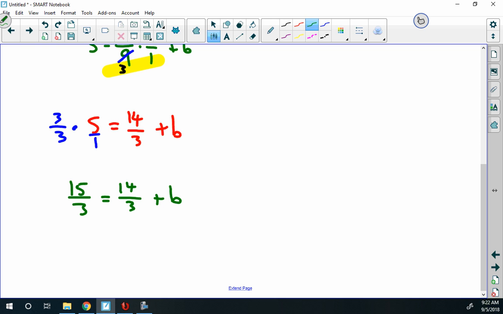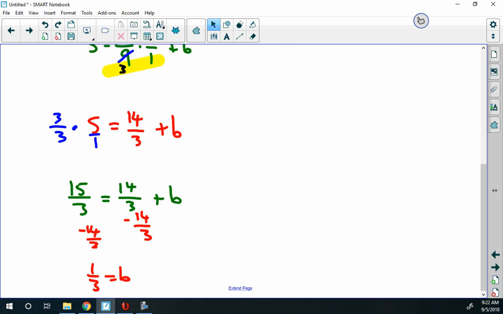I want to get the b by itself, so what should I do with this 14/3? Subtract it from both sides, minus 14/3. If I have 15/3 and I take away 14/3, how many thirds is left? 1/3. So b ends up being 1/3.